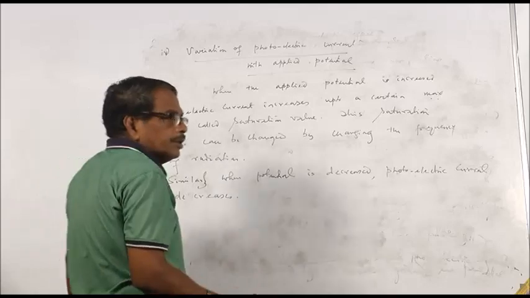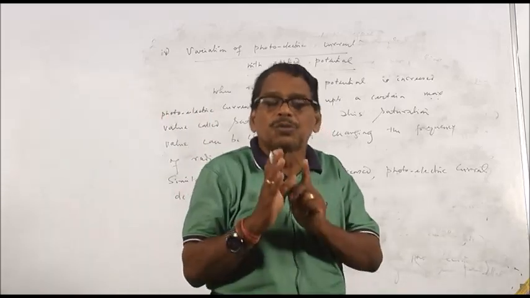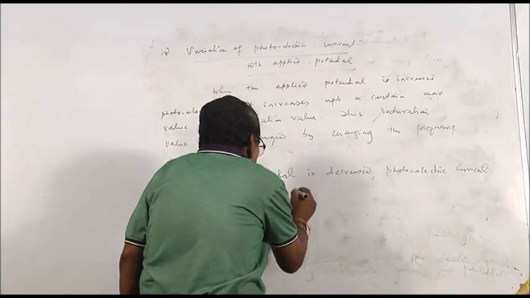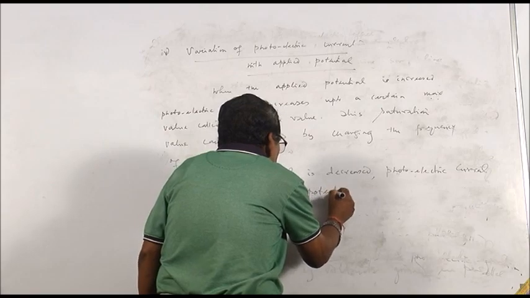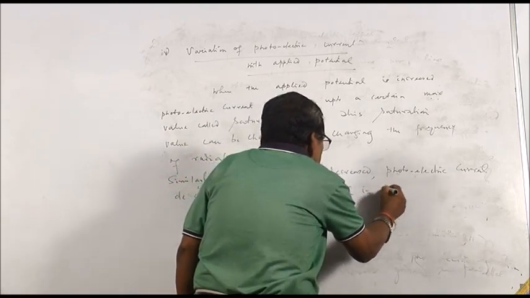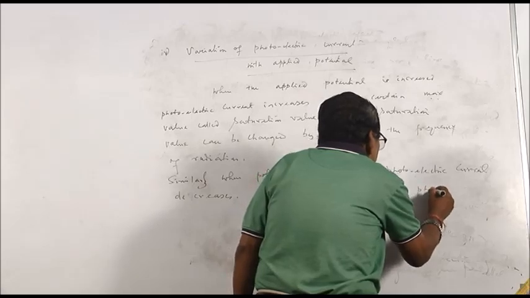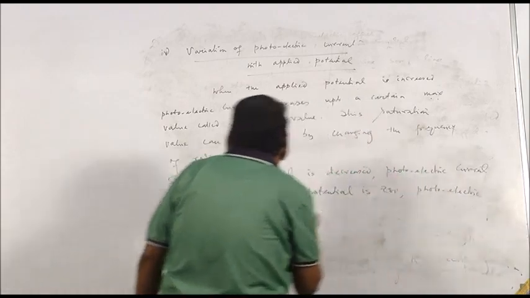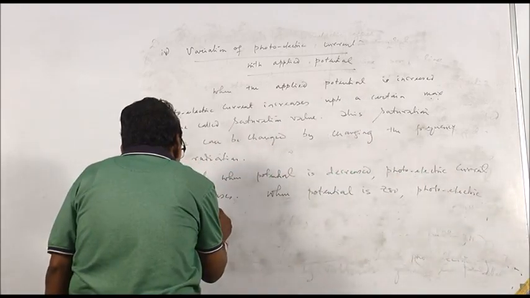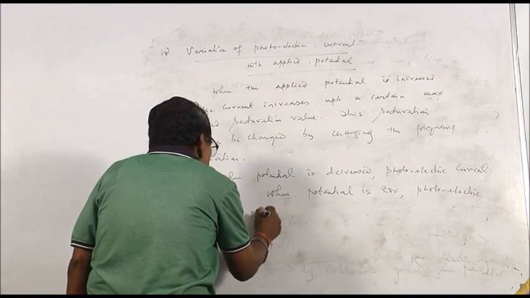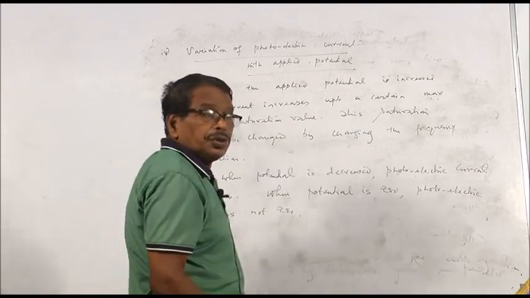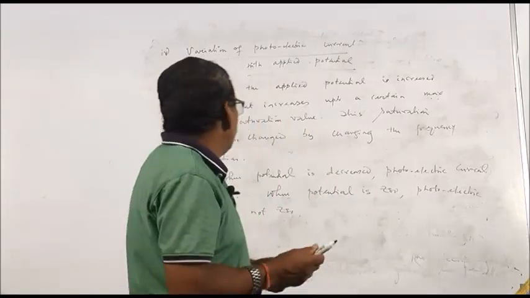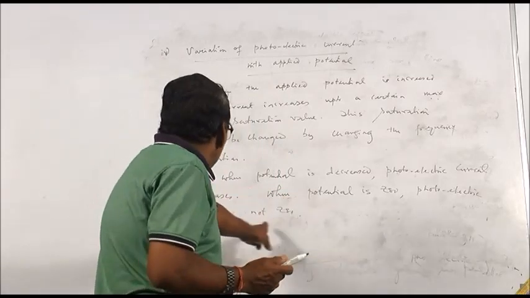But when potential becomes 0, photoelectric current does not become 0. When potential is 0, photoelectric current is not 0, because by virtue of their kinetic energy, electrons can move toward the anode.